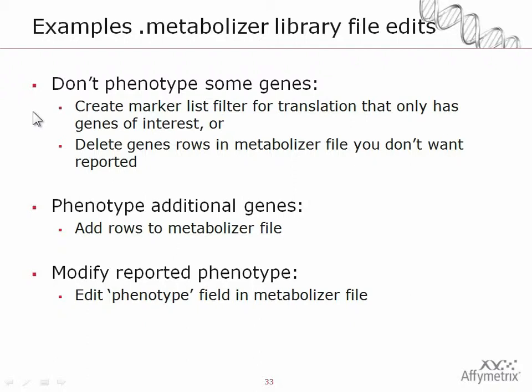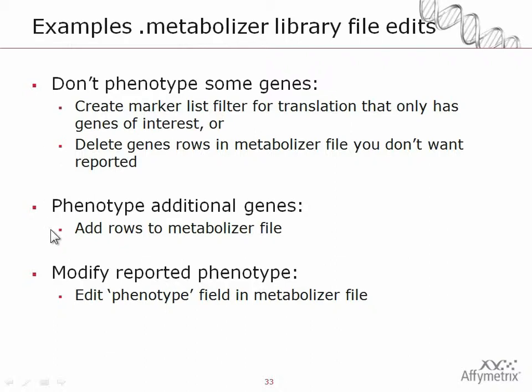Well, what if you don't want some of the genes reported in the phenotyping report? There's actually 2 ways of doing that. One way is that when you do your allele translation, you can supply a marker list that says only do translations on these markers, so that if you're not interested in other markers or other genes, you just don't include them in the list. Or if you'd like, you could also modify a copy of the metabolizer file and delete rows relating to any genes that you don't want reported. And if there are no entries for a particular gene in the metabolizer file, then the phenotype report won't have those genes.